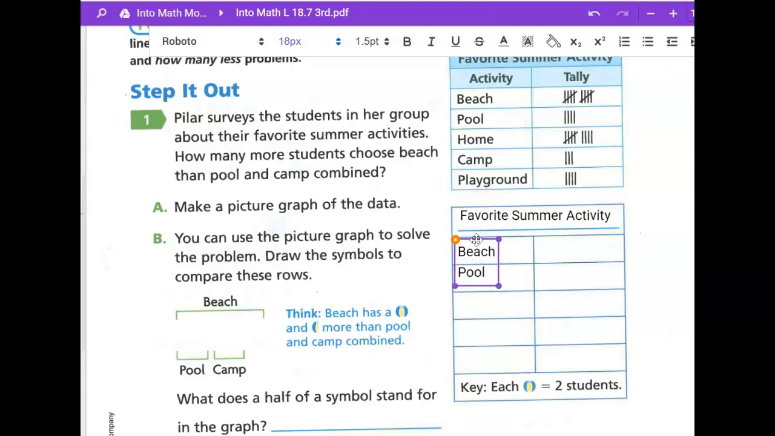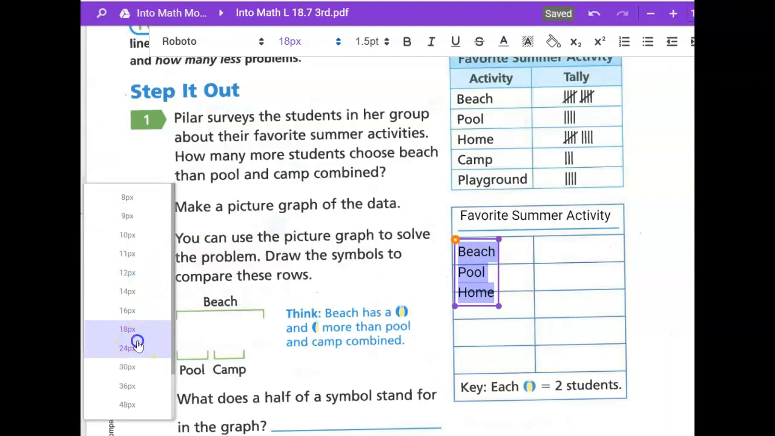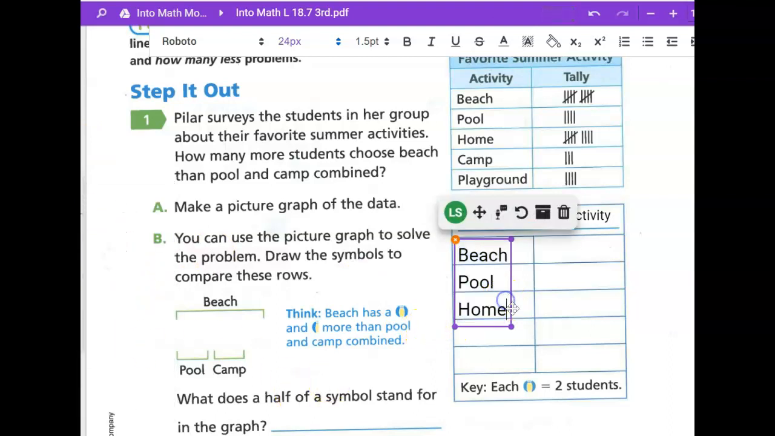Pool is the next one. Home and camp. Okay. Get them in each of the spaces. I'm going to make these larger. There we go. Okay, so you should have listed the activities in there. Beach, pool, home, camp, and playground. If you're watching the video and you need to stop it, go ahead and stop it and get those in.